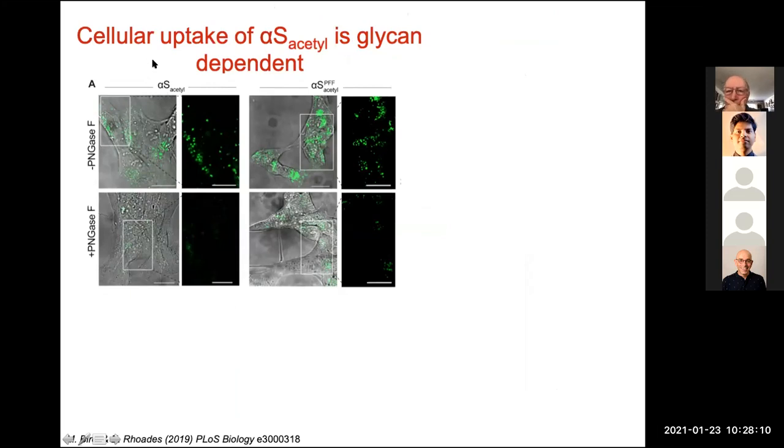So now I'm showing you images of these live SHSY5Y cells where we've added fluorescent alpha-synuclein. In the top panel, this is where we have not treated the cells with PNGase F. On the left-hand side, I'm showing you monomer alpha-synuclein, and on the right-hand side, PFF, which is just preformed fibers, so fibrillar alpha-synuclein. What you can see in these images is that when we've incubated for 12 hours with our fluorescently labeled alpha-synuclein, either monomer or fiber, we see these bright puncta inside the cells, right?